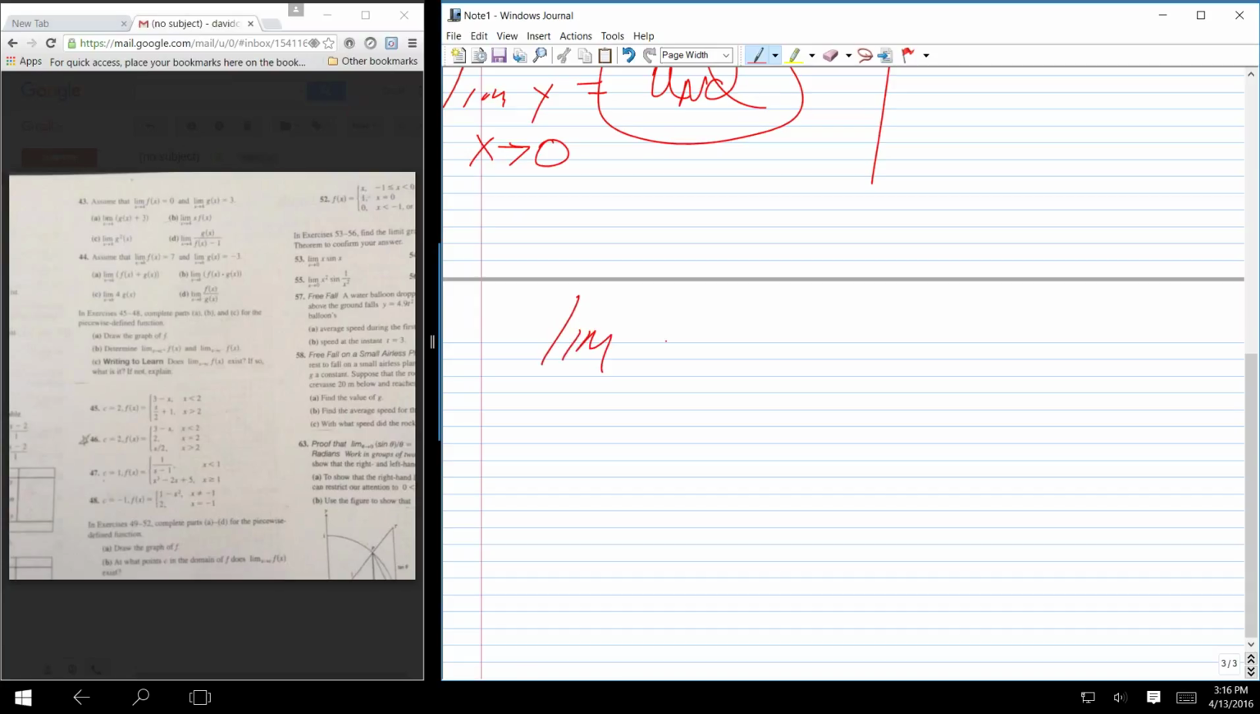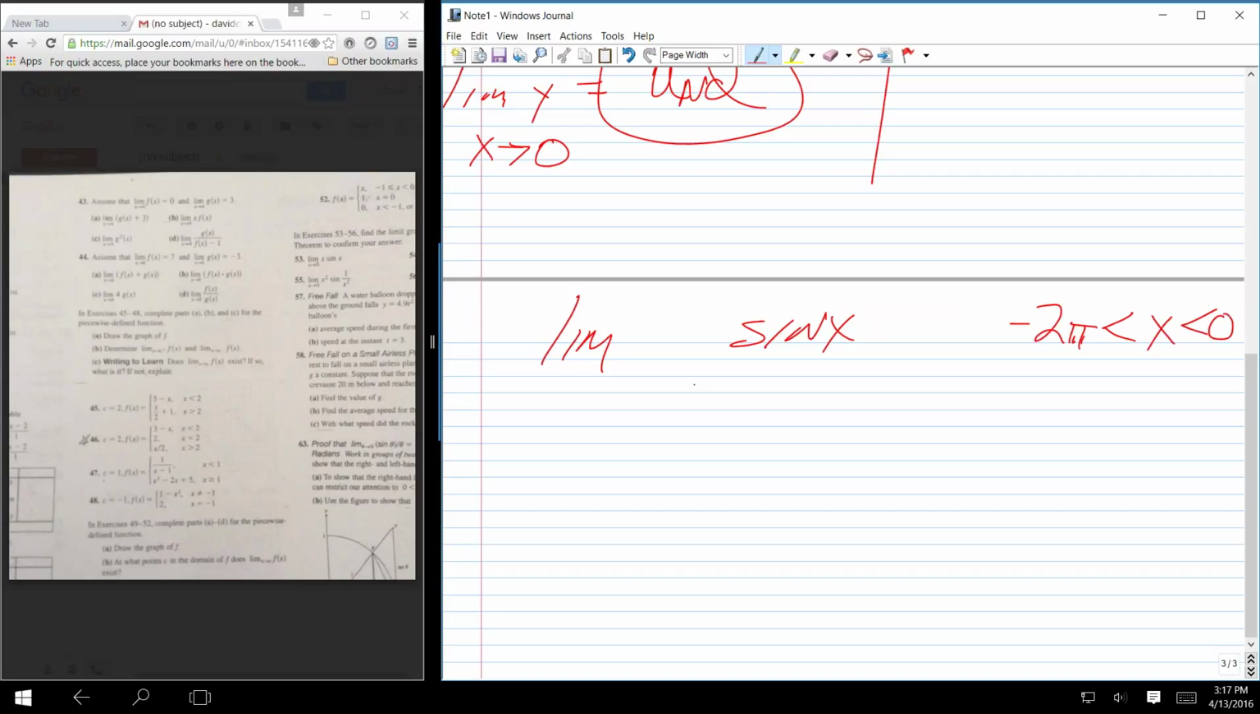f of x is equal to, let's see. So sine x, and then negative 2 pi is less than or equal to x, which is less than 0.